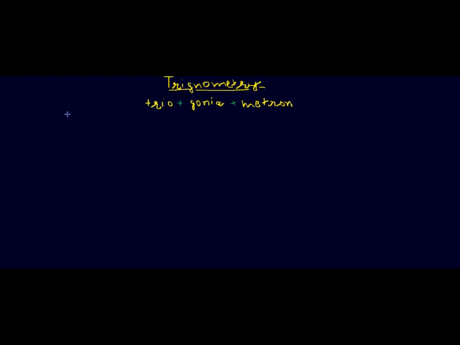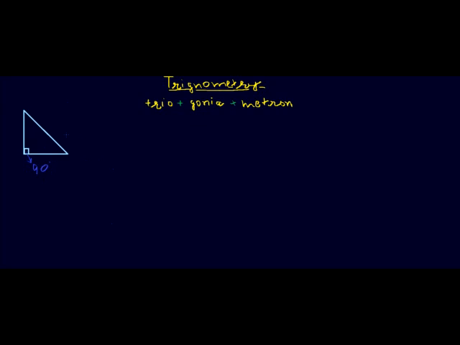So let's draw a right triangle over here. You can see a right triangle over here. Why is this called a right triangle? Because it has an angle which is neither obtuse nor acute, which is 90 degrees. This over here is a 90-degree angle. So this triangle is called a right triangle.